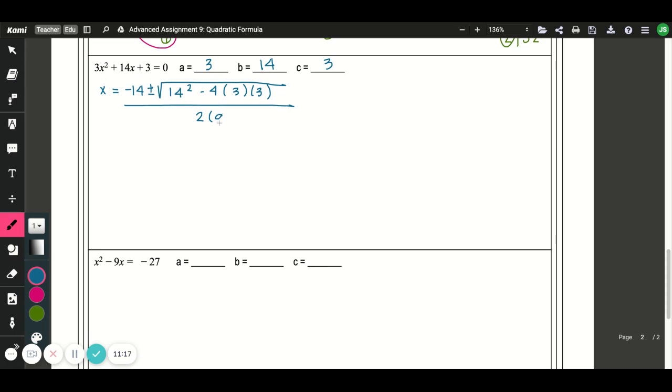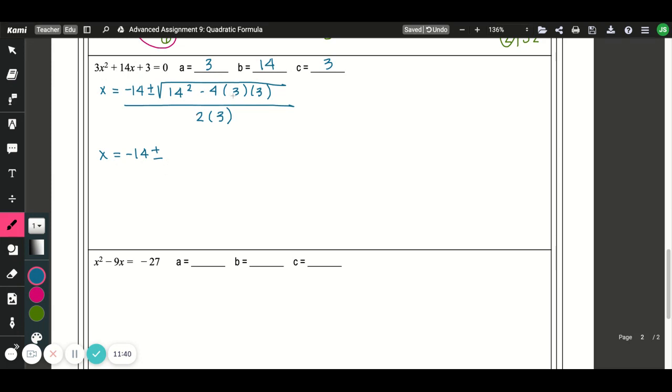Oops, I just wrote an A. All over 2A, but A is 3. So remember, I'm just plugging A in for all of the A's in that equation at the top that I gave you, B in for all the B's, and C in for the one C. So I get negative 14 plus and minus 2 answers.